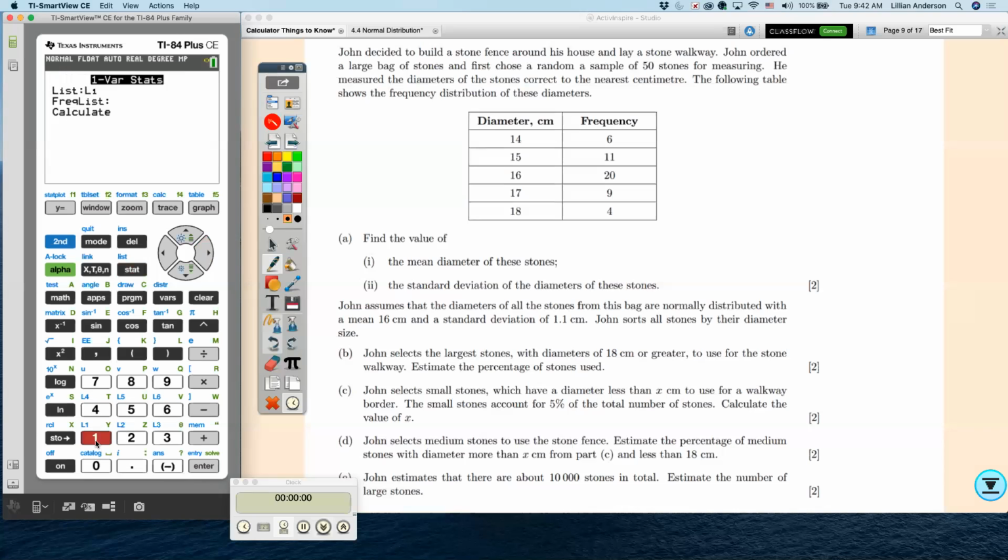It's only one variable. We're talking about the diameter of the stones, okay? So I've got a list in L1. Do I have a frequency list? So what do I need to do? Second 2 for L2. If you're using your older calculator, remember it's L1, comma, L2. Make sure you press that comma right there. Go down to calculate and click enter.